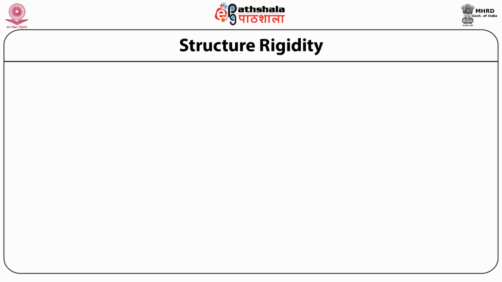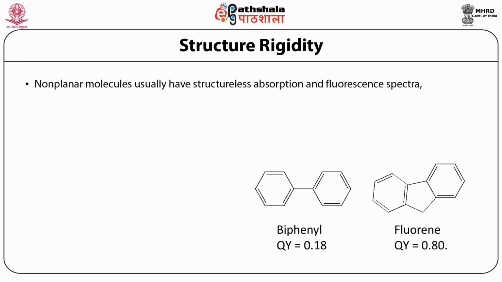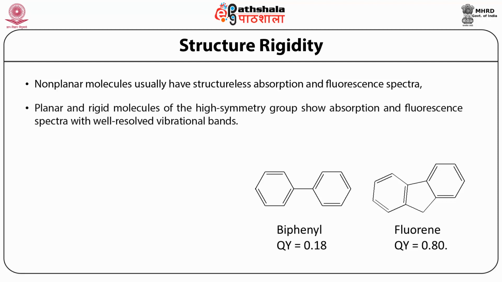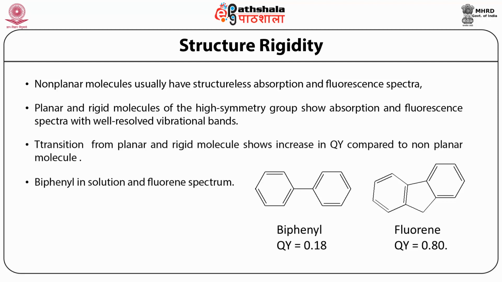Structure rigidity also affects the fluorescence of the substance. It has been observed that the more planar the molecule, the higher the fluorescence. In a way, you can say non-planar molecules usually have less structured absorption and fluorescence spectra. Planar and rigid molecules have high symmetry, therefore fluorescence. Transitions in planar and rigid molecules show increased quantum yield compared to non-planar molecules. The reason for this may be that there is good mixing of pi clouds due to the planarity of the structure. A very good example of this is biphenyl and fluorene.